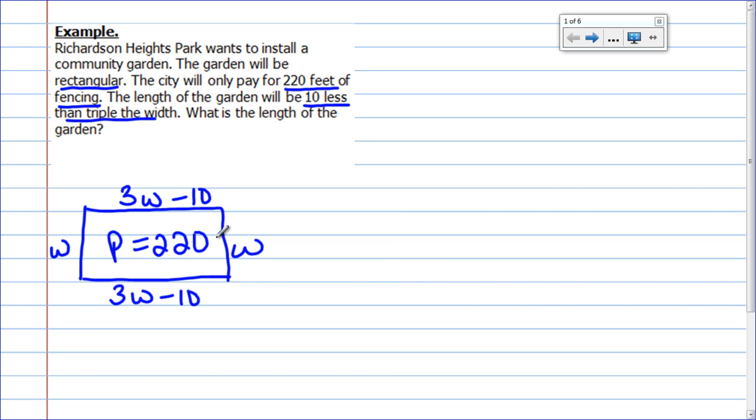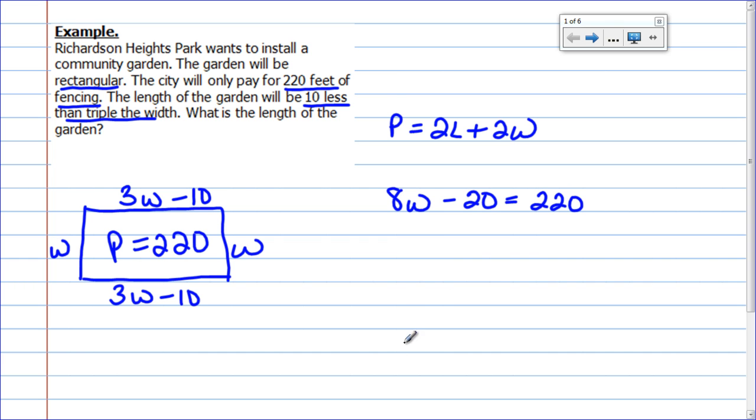Now there is a formula. This formula, P equals 2L plus 2W, we can also use and plug in. But since I've labeled my picture, I can just add up all of the like terms and then write my equation. So it looks like I have 3W, 6W, because I put those together, plus W is 7W, plus another W is 8W. Then minus 10 and minus 10 makes minus 20. And together that has to equal 220.